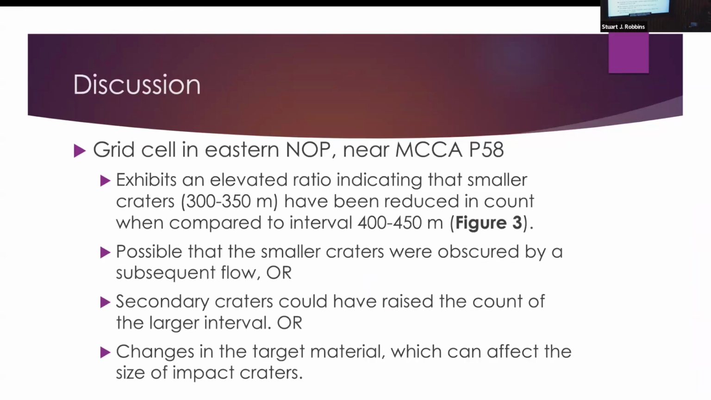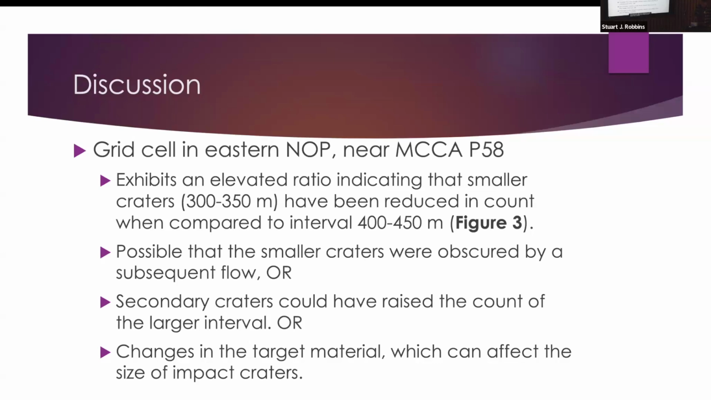More discussion: a grid cell in eastern northern Oceanus Procellarum near the count area exhibits an elevated ratio over the smaller craters in the 300 to 350 meter range. So the count is reduced in that area. This could be a possibility of a resurfacing event.